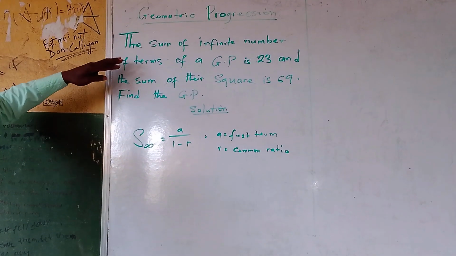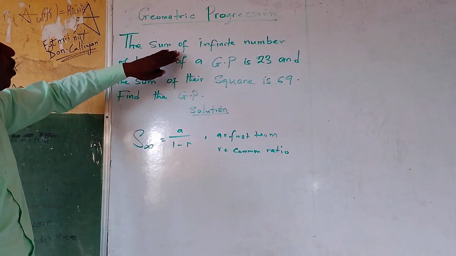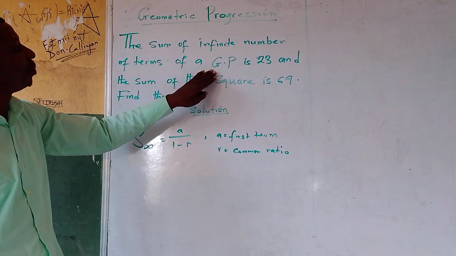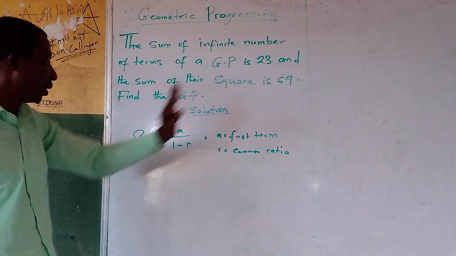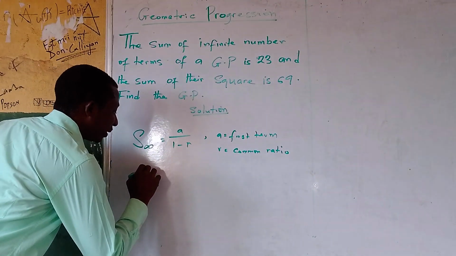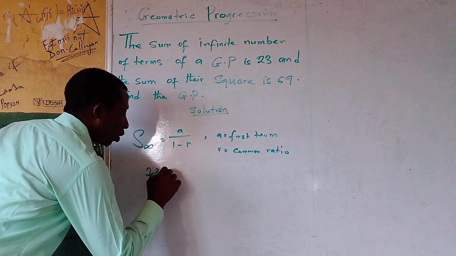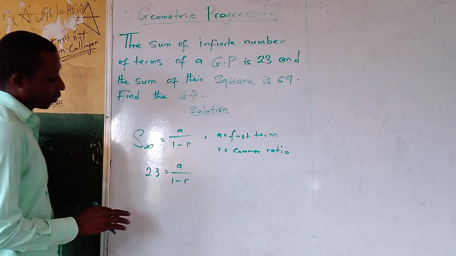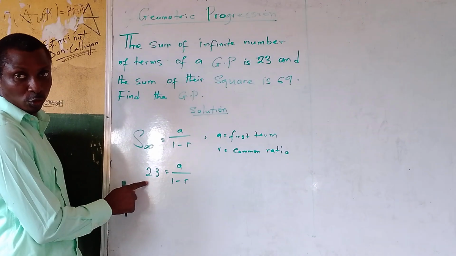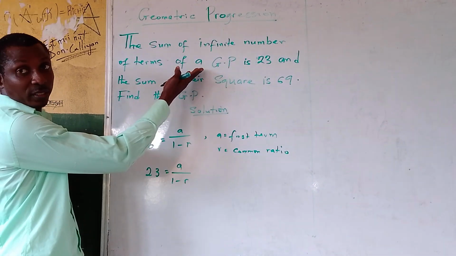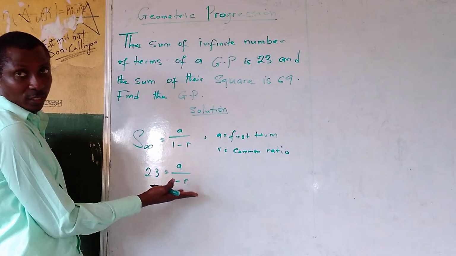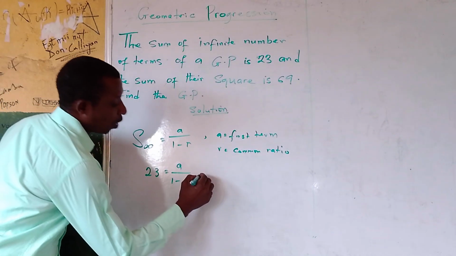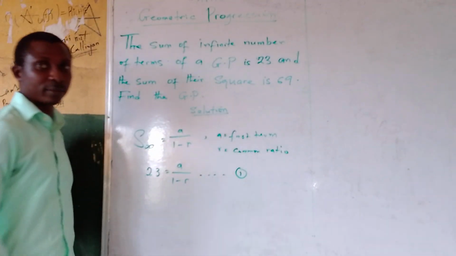Now, let's look at this question. The sum of an infinite number of terms of a GP is 23. So we have 23 equals A all over 1 minus R. Now, the sum is 23. The first term is not given in the question. The common ratio is not given in the question. So we can call this one equation 1.